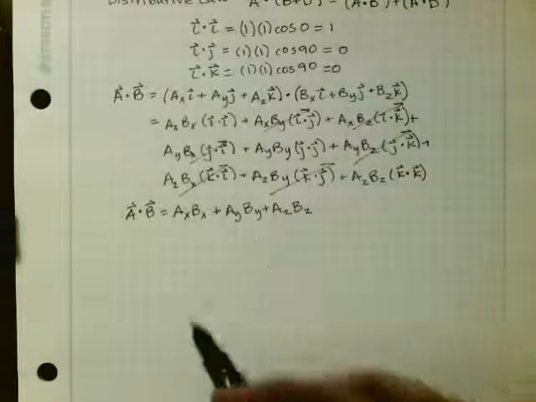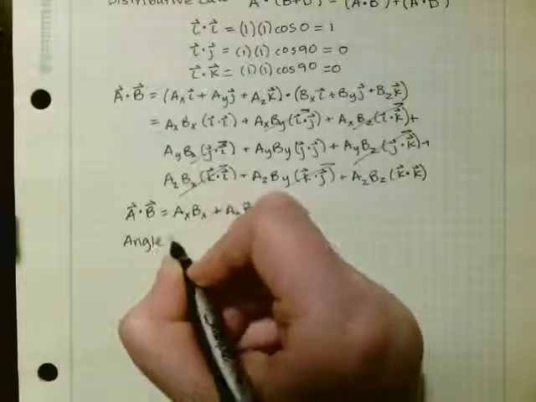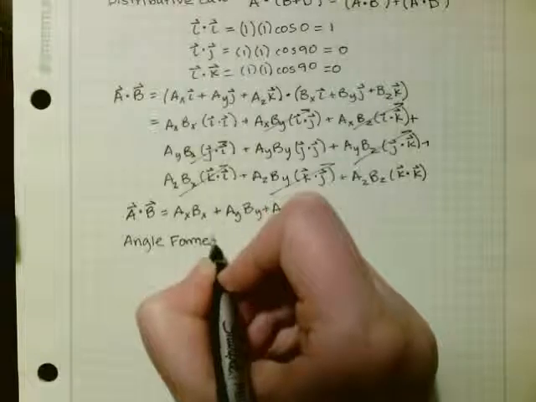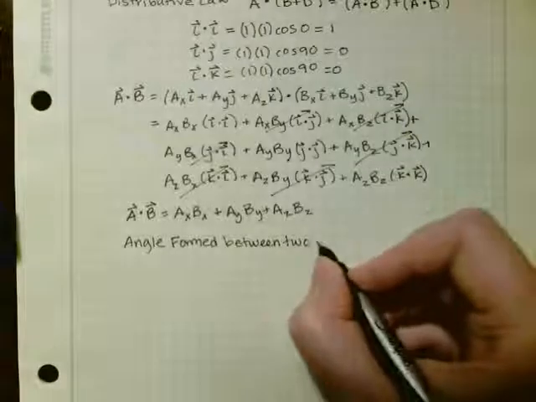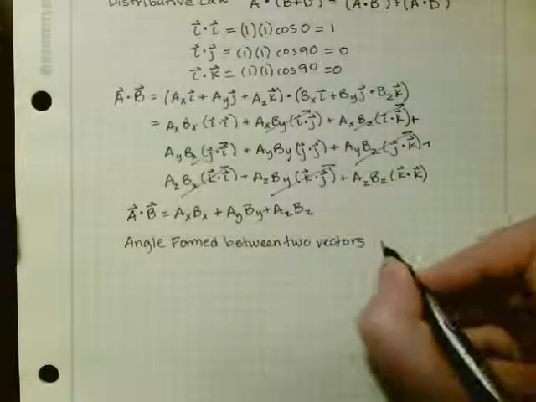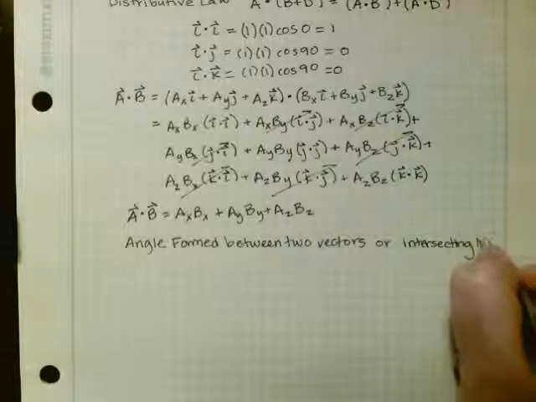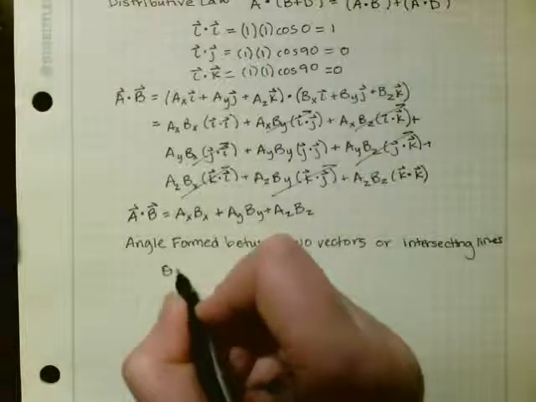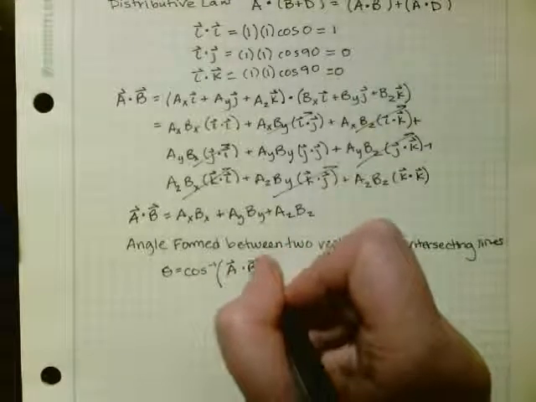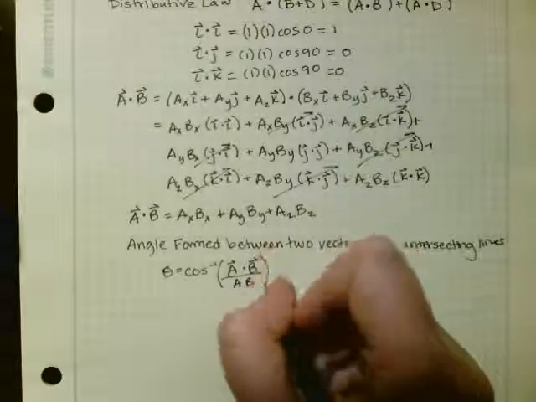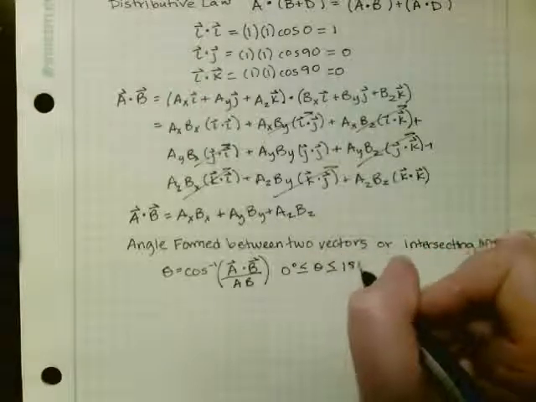So another way to find your theta, the angle formed between two vectors or intersecting lines: theta is equal to cosine inverse of vector A dot vector B divided by the magnitude of A times the magnitude of B, where theta is between 0 and 180 degrees.